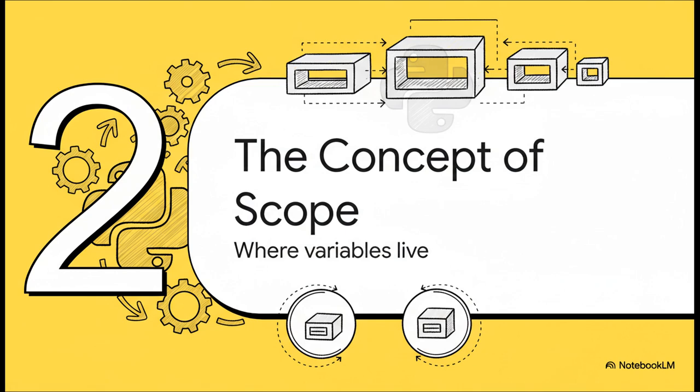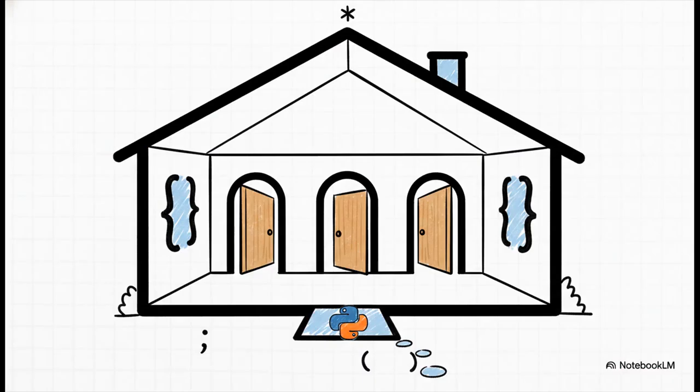Okay, so now our code makes sense to other humans. Awesome. But what about Python itself? How does it keep everything organized? Well, this brings us to a really crucial, kind of invisible idea that controls everything, the concept of scope. Honestly, the absolute easiest way to get your head around scope is with a simple analogy. Just picture your entire program as a house. And this house has a bunch of different rooms, and of course, a main hallway that connects everything.